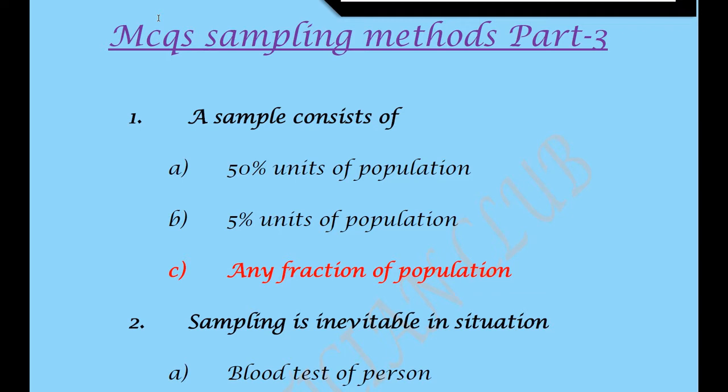In this video I explain MCQs about sampling and sampling distribution. Now let's start. Question number 1. A sample consists of 50% units of population, 5% units of population, any fraction of population. Right answer is any fraction of population.